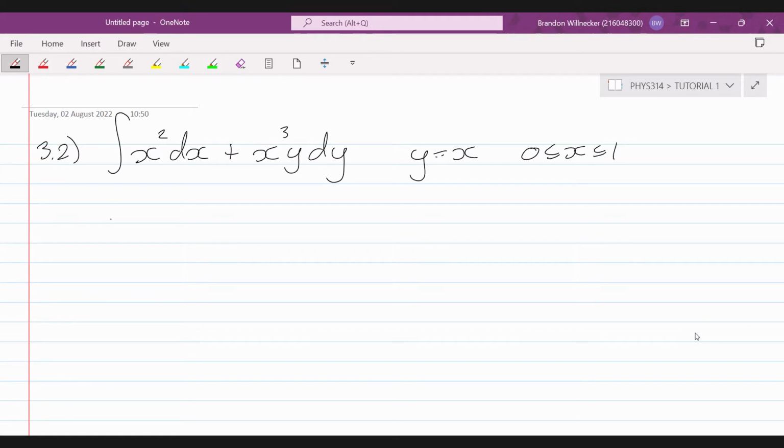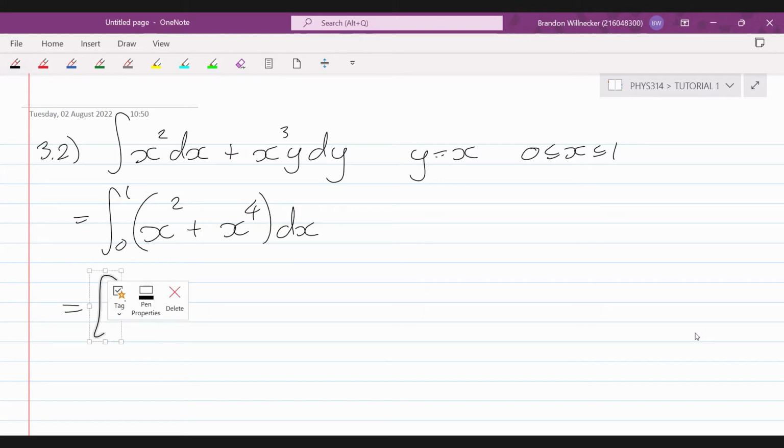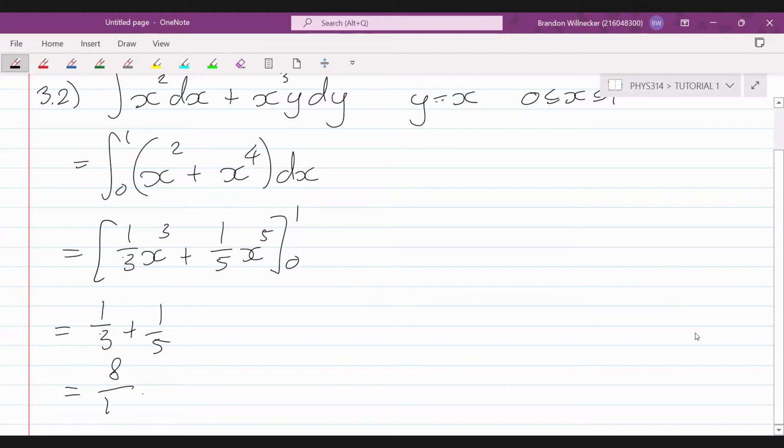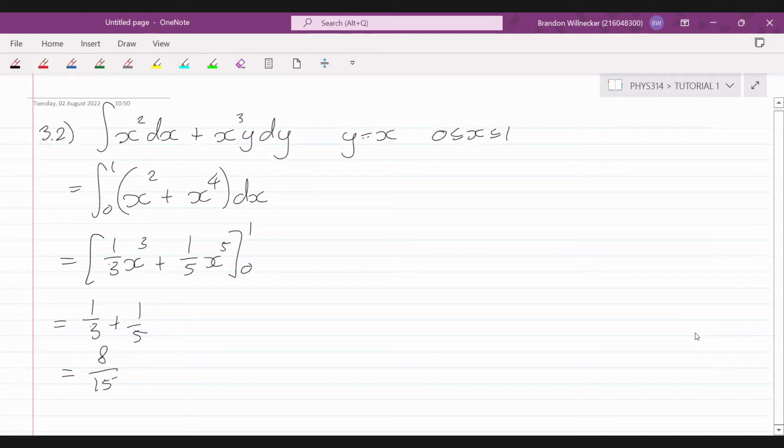So the first one, okay, that's y equals x from 0 to 1, and see what we get. This is going to be the integral from 0 to 1 of x squared plus x to the 4 dx. Okay, so that's going to be 1/3 x cubed plus 1/5 x to the 5 from 0 to 1. So that's 1/3 plus 1/5, so that's 8/15. Okay, so that's for the first path.